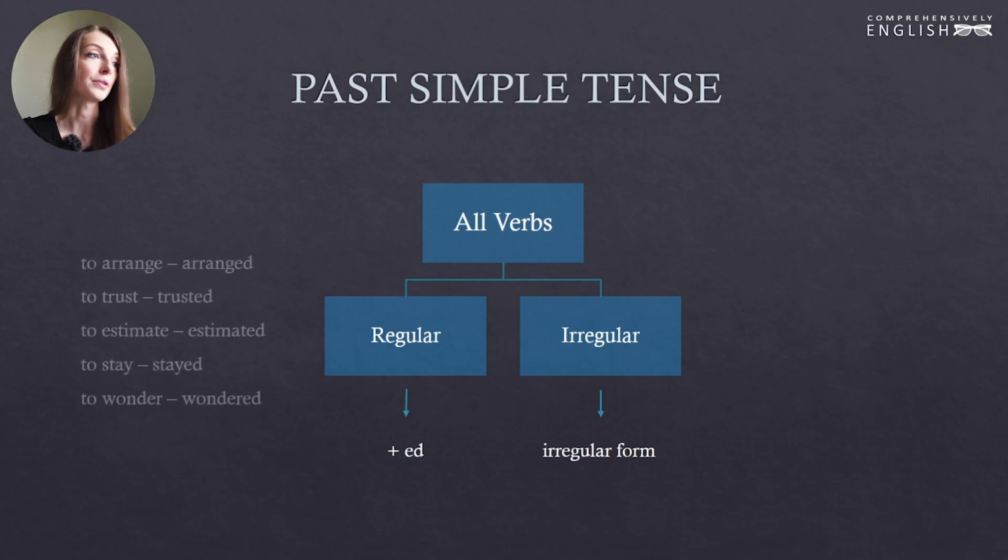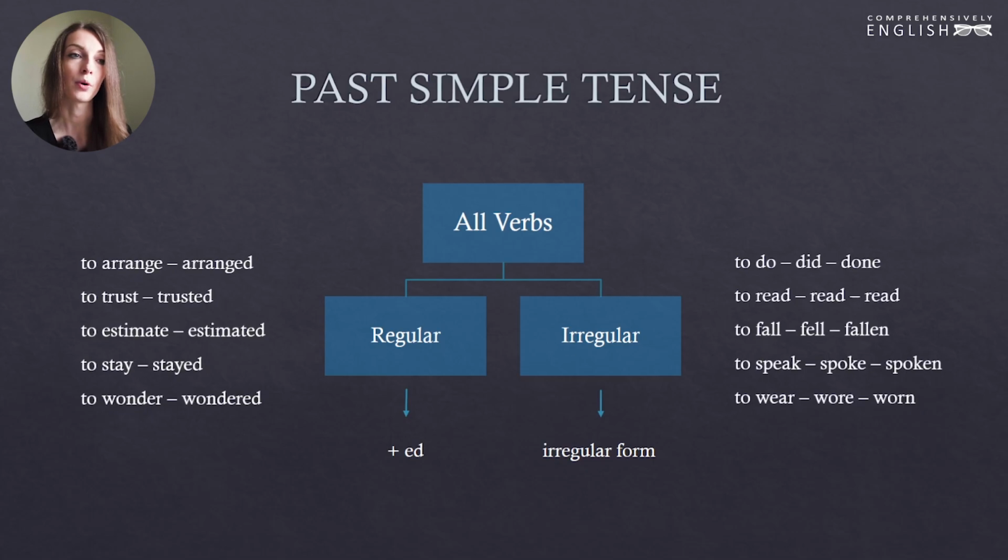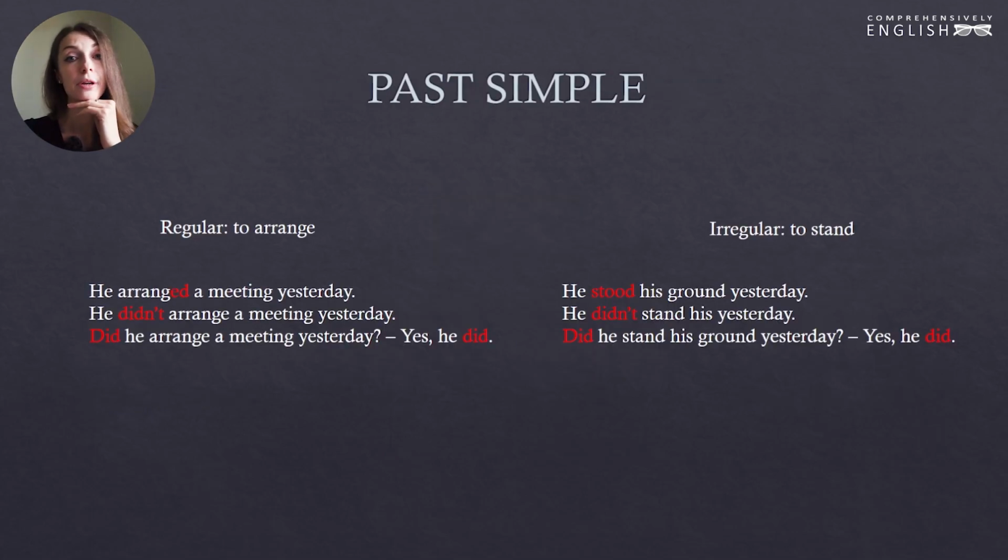Let's look at some examples. To arrange, arranged. To trust, trusted. To estimate, estimated. To stay, stayed. To wonder, wondered. These are all regular verbs, and you see there is this ending ed. Irregular verbs have their forms, which you have to memorize. To do, did, done. To read, read, read. To fall, fell, fallen. To speak, spoke, spoken. To wear, wore, worn. Let's compare how regular and irregular verbs behave in different types of sentences.